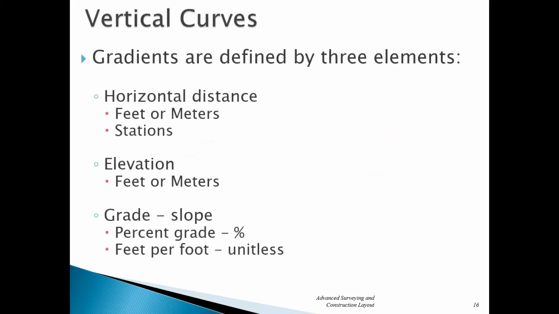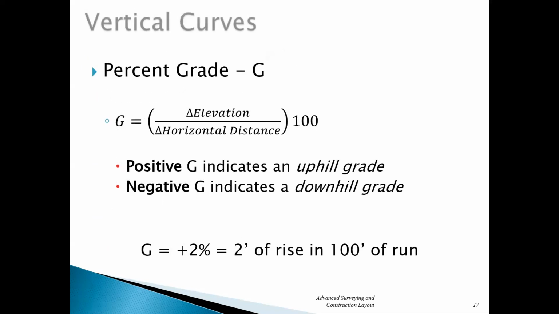Okay, so gradients are defined by 3 elements: the horizontal distance, either in feet or meters, or stations, elevation in feet or meters, and the grade or slope. Now that's typically spec'd out in percent grade. Could be unitless, but usually on plans you see it in percent grade. So we need to make sure we know how to calculate that.